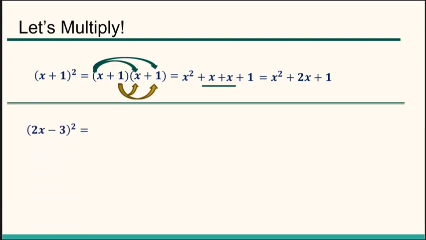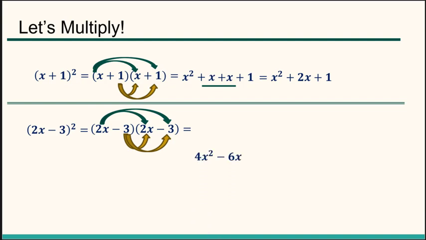Another one. Let's look at 2x minus 3 quantity squared. We've done this before. We're just going to multiply 2x minus 3 times 2x minus 3. We'll need to distribute the 2x, then we'll need to distribute the 3. When we distribute the 2x, it'll be 2x times 2x, which is 4x squared. And then the 2x times the minus 3 is minus 6x.